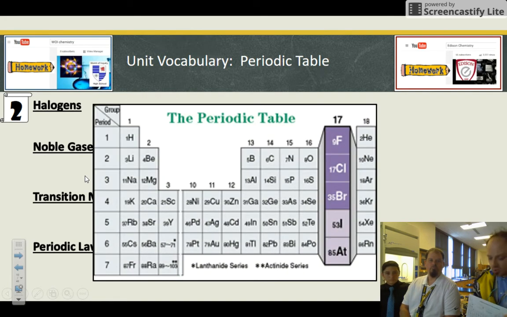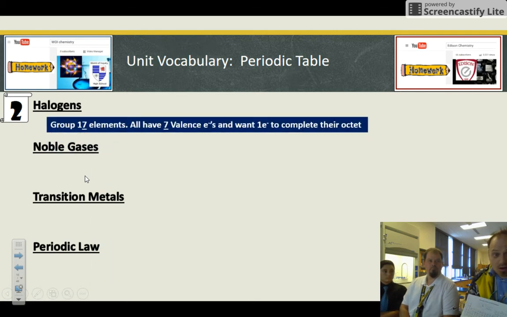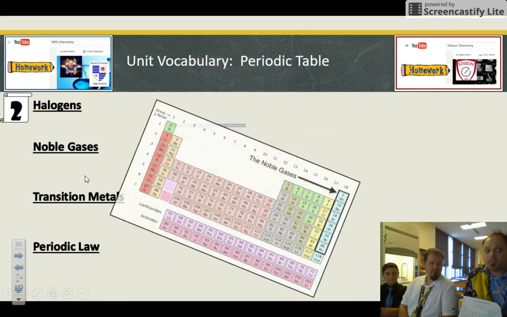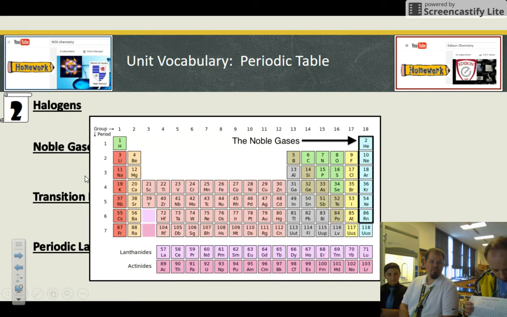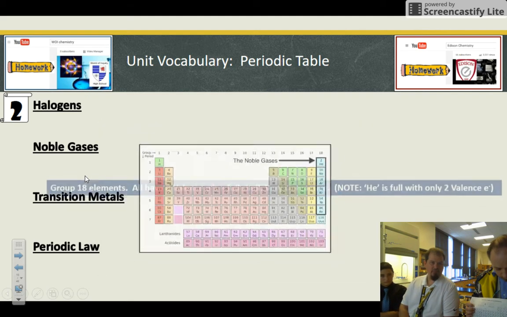Halogens, group 17. So we're actually going to skip the whole middle for the time being and go all the way over to the non-metal group. These are group 17 elements. They have 7 valence electrons and want 1 electron to complete their outer shell, and therefore they're very reactive.